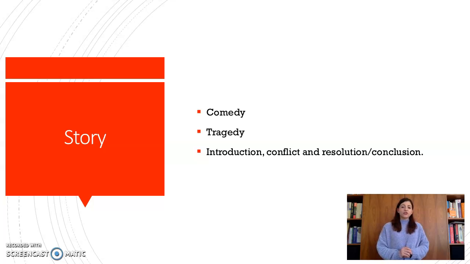First, let's do a little bit of a recap. We have the story of Greek theatre. Greek theatre has two types of stories: comedy and tragedy. Comedy is where there's a happy ending. It's quite funny, using slapstick humour. And then we have tragedy, which usually means there's a death of the main character, or something definitely doesn't go the way the main character wants it to go. Moving on from that, we have our introduction, our conflict, and then our resolution and our conclusion.